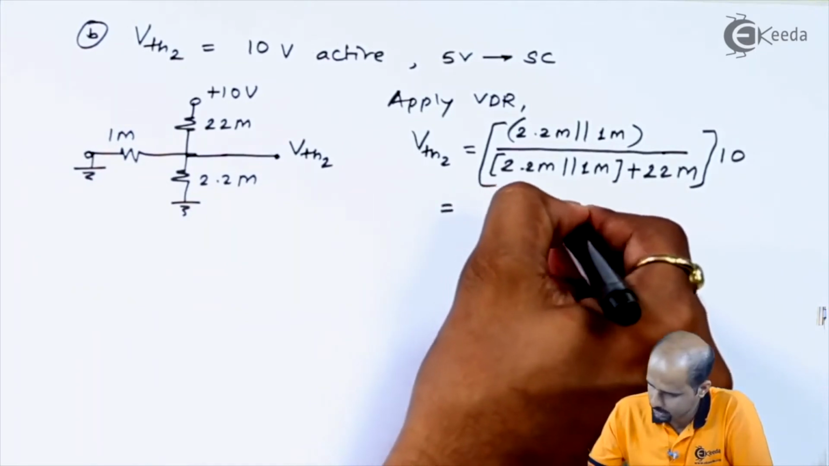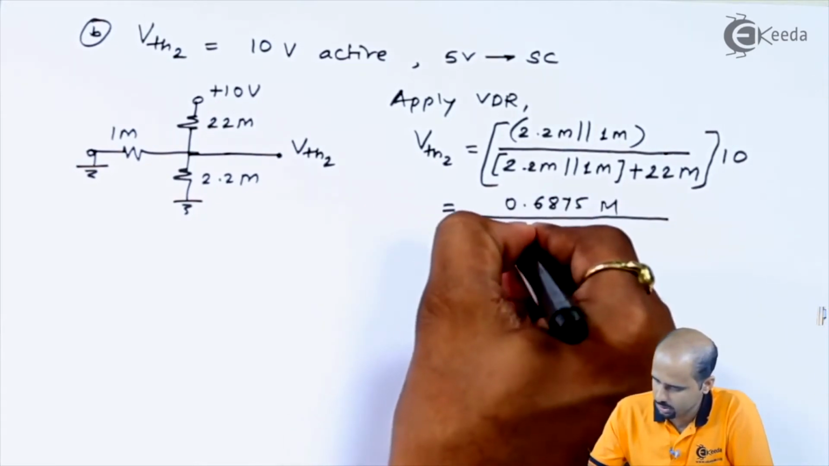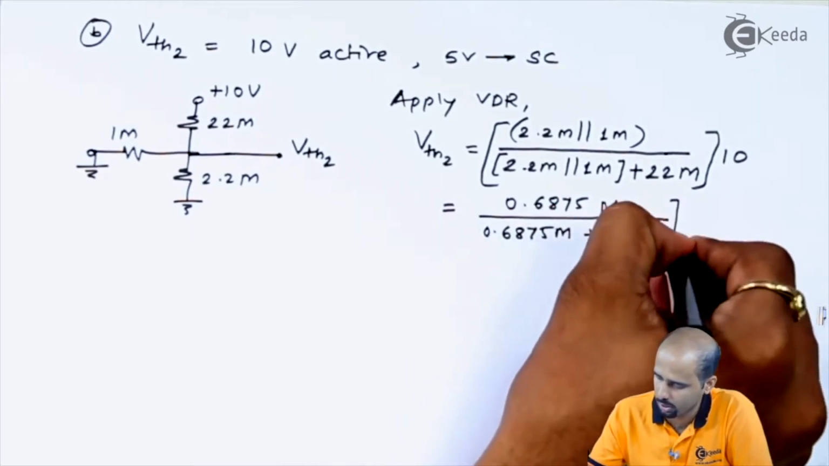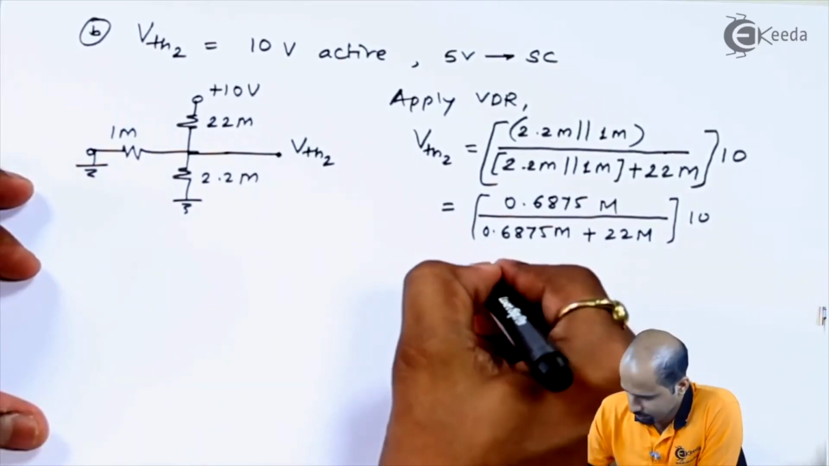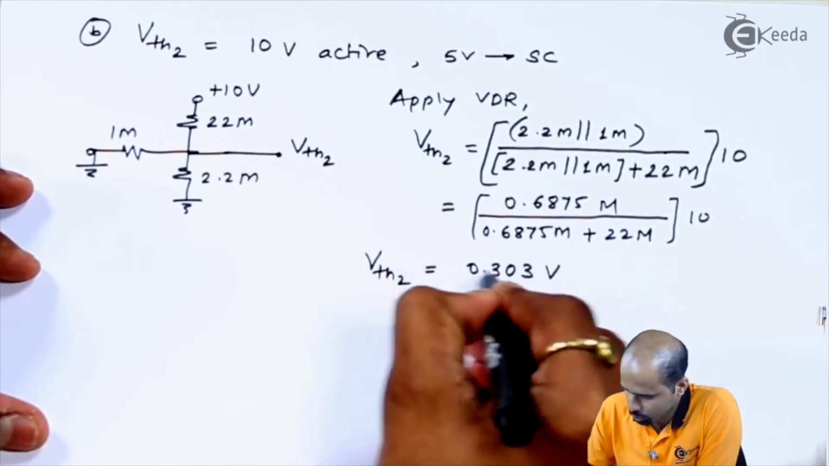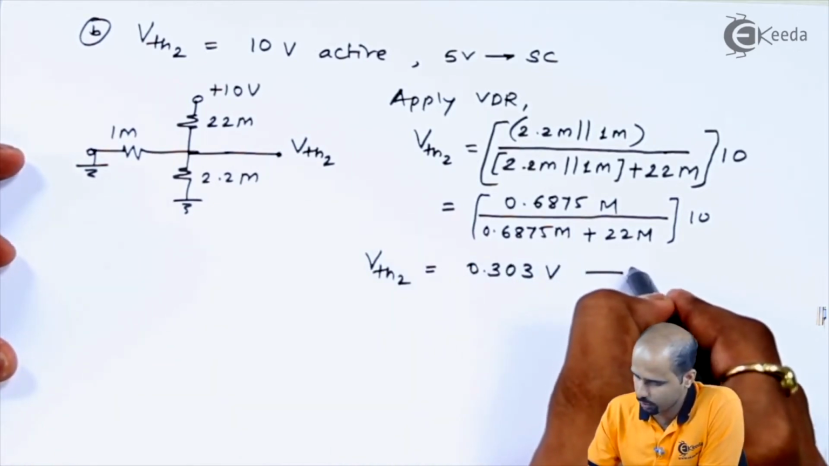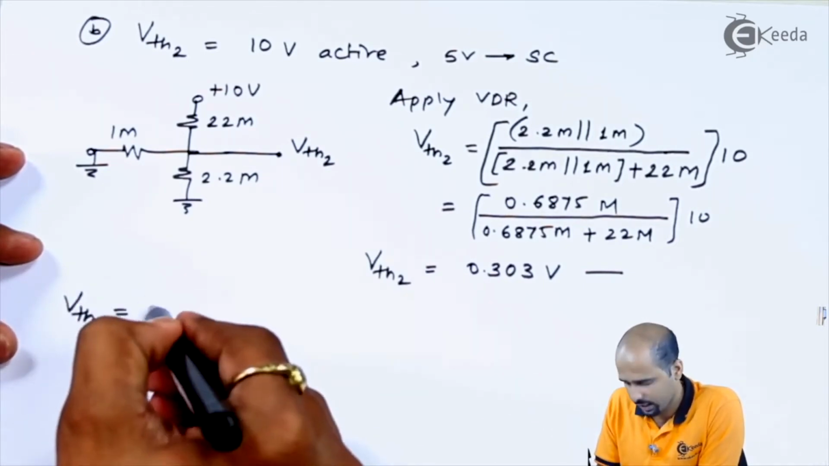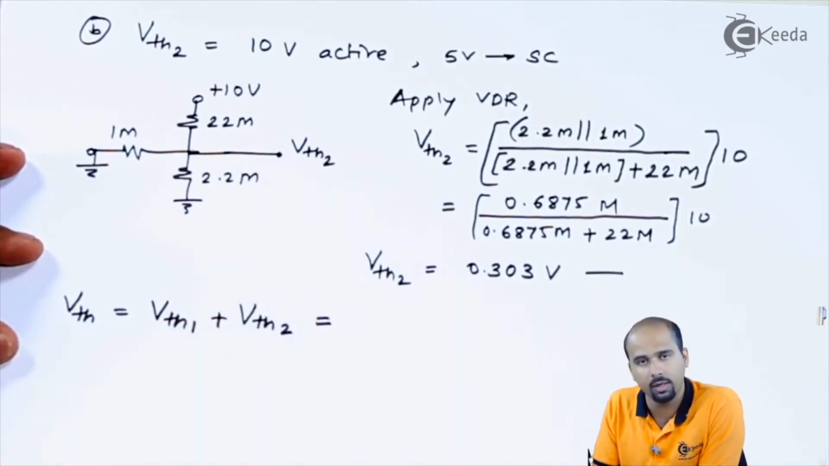This is how you will be getting 0.6875 mega divided by 0.6875 mega plus 22 mega, and the answer is you will be getting 0.303. So VTH2 will become 0.303. So whatever value you have got, that is VTH2, we want to find out VTH, and that is equal to VTH1 plus VTH2. Agreed?